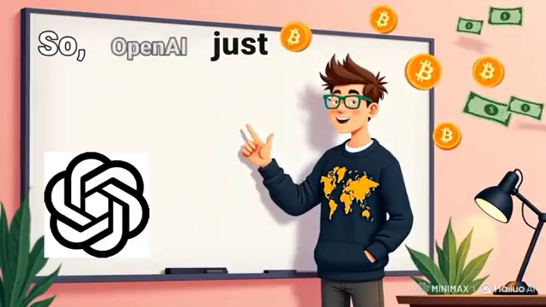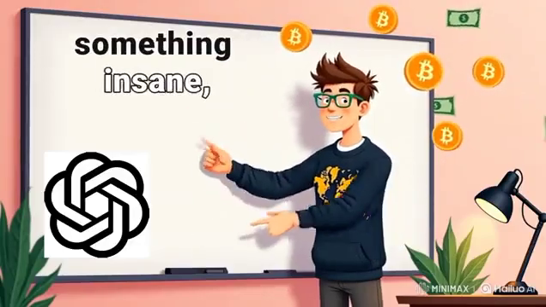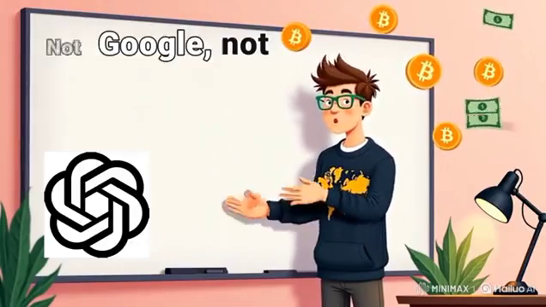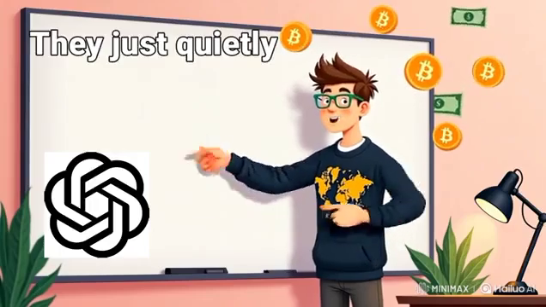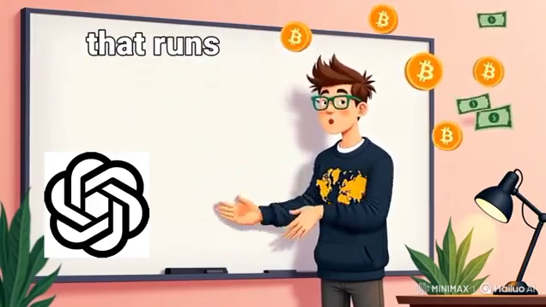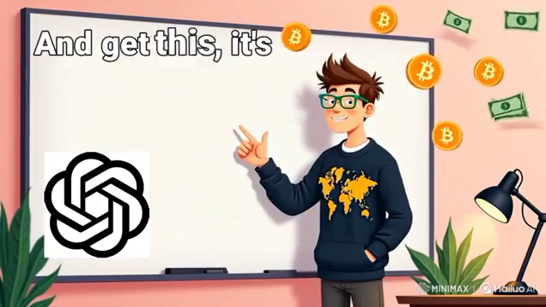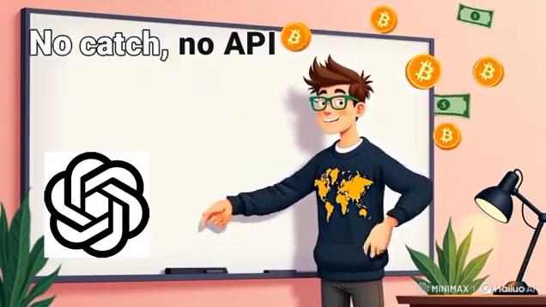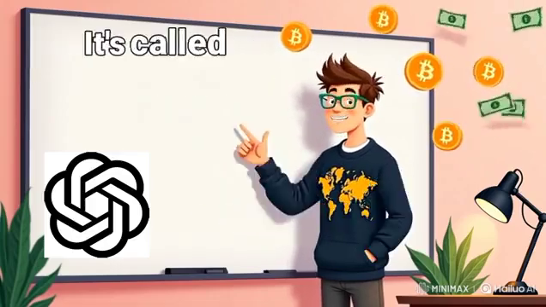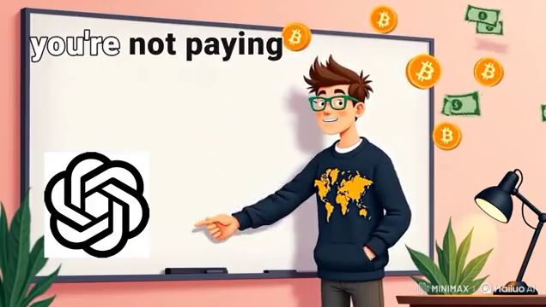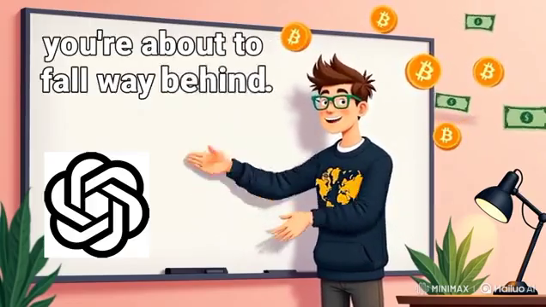So, OpenAI just dropped something insane, and no one saw it coming. Not Google, not Meta, not even Elon. They just quietly launched a brand new AI model that runs completely offline. And get this, it's totally free. No catch, no API key, no monthly bill. It's called GPT OSS, and if you're not paying attention, you're about to fall way behind.